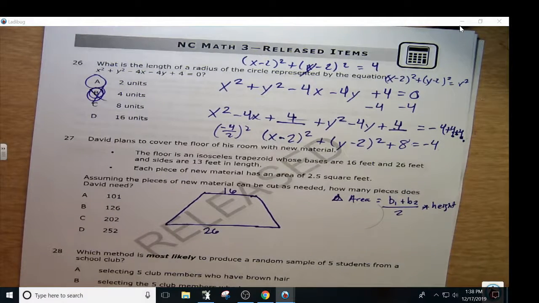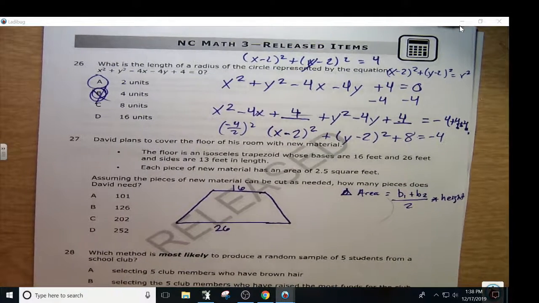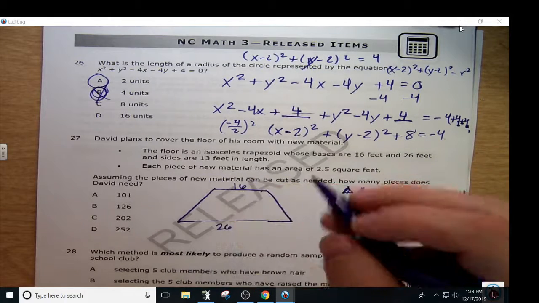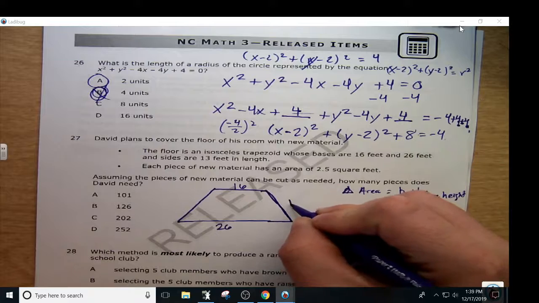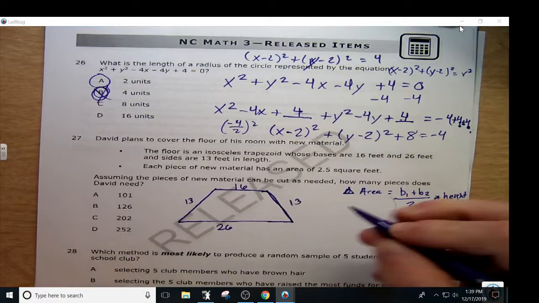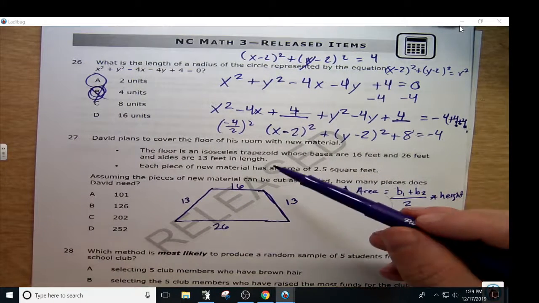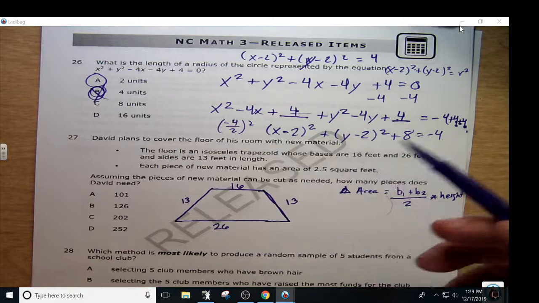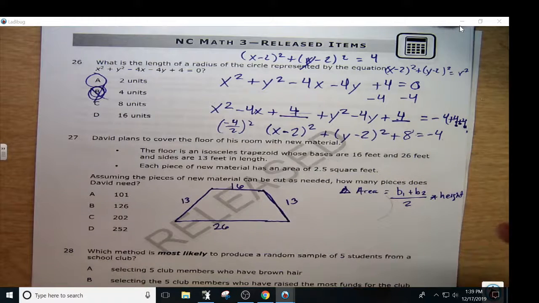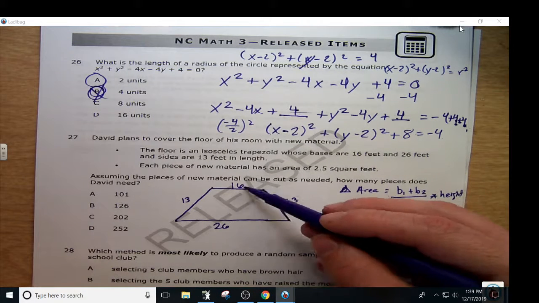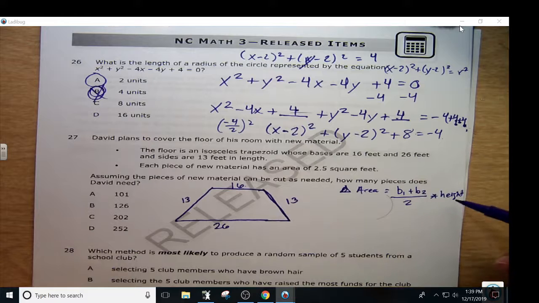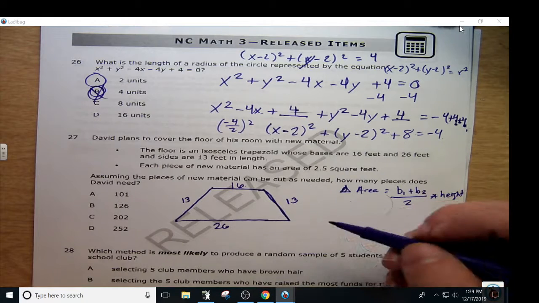All right. Now, it says the sides are 13, so that means if one side's 13, both sides are 13. Now, guys, if you're covering something, if you're covering a floor, you're covering the area of the floor, length times width, if it was a rectangle. Now, we have B1 and B2. We do not have our height, so we need to find that.